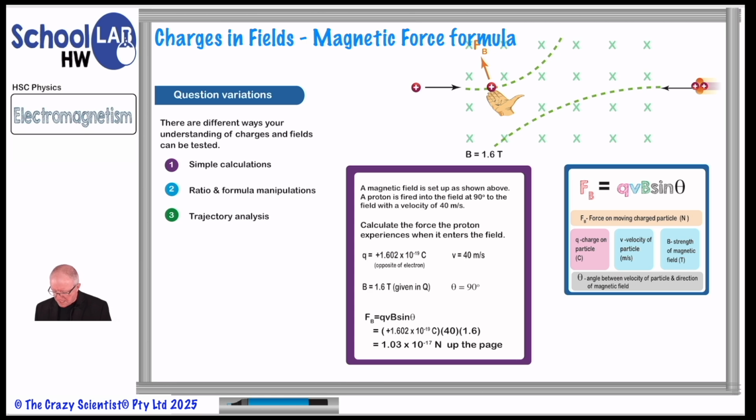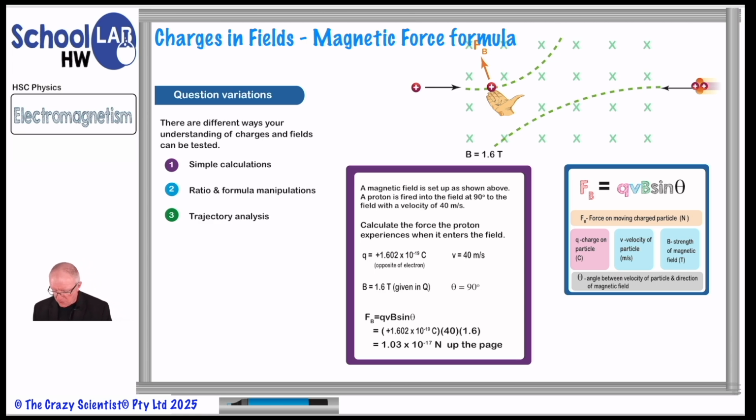Now, here's a sample calculation, a simple calculation. It says a magnetic field is set up as shown above. A proton is fired into the field at 90 degrees, and it is at 40 meters per second. Calculate the force the proton experiences when it enters the field.